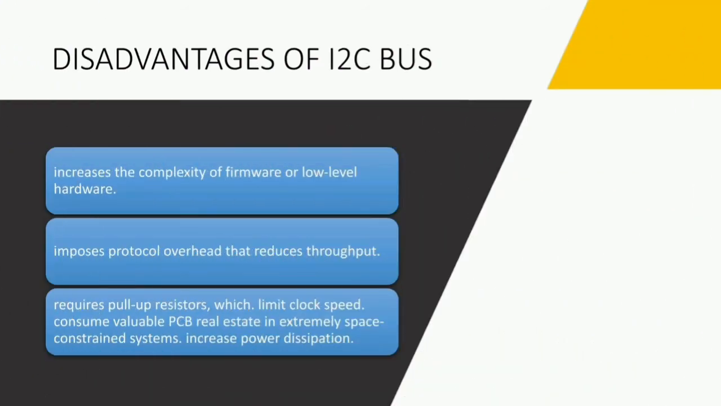However, speaking about the disadvantages of I2C bus, I2C bus increases the complexity of firmware or low-level hardware. It also imposes protocol overhead that reduces throughput, and I2C bus requires pull-up resistors which limit clock speed and consume variable PCB real estate in extremely space-constrained systems.